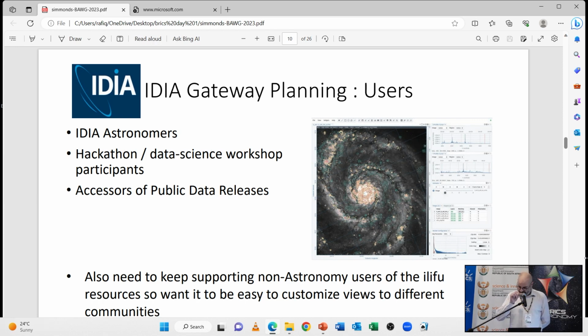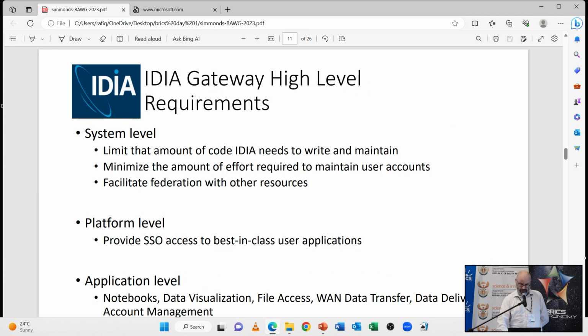And we also need to support some non-astronomy cases, which is bioinformatics mainly, and we just wanted to make it very easy to update the look and feel to support different communities and the tools as well.